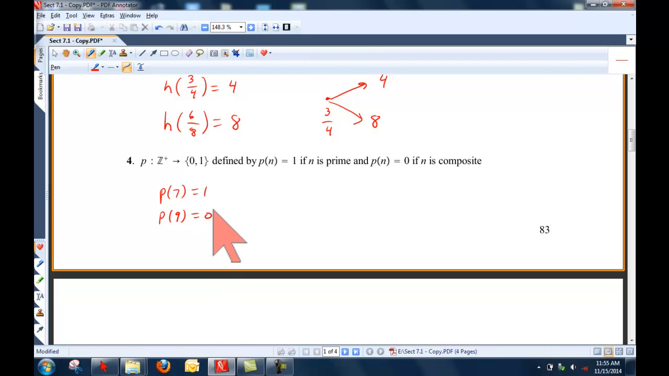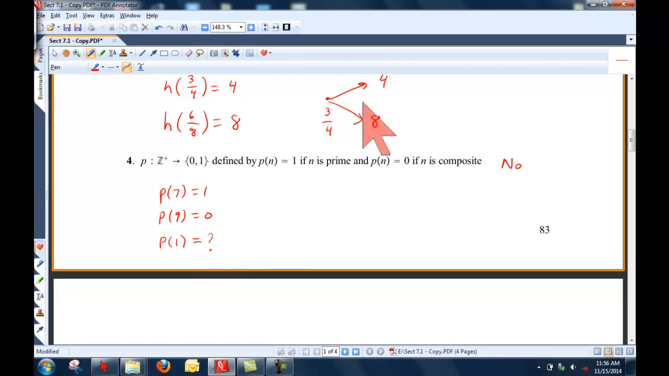Does this always work? Well, I'd have to conceptually check all of the positive integers. So here are a couple of them. Let's try one more. P(1) is, 1 is neither prime nor composite by definition. And so this definition is not a function. There is a member of the domain. 1 is in the set of positive integers, but P(1) doesn't produce any outputs at all.